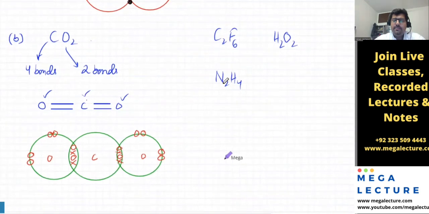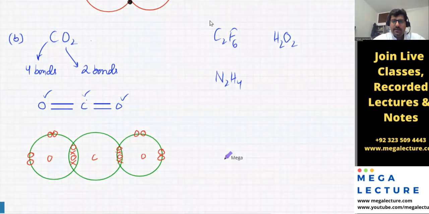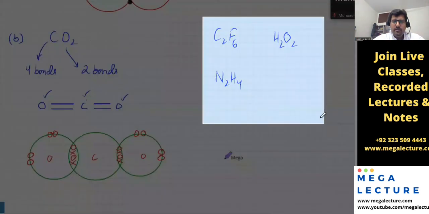Try it right now if you have time. But by tomorrow, try and draw the structural formula, at least the structural formula. You got 2 carbons, 6 fluorines. How do they fit together? You got 2 nitrogens, 4 hydrogens. You got 2 hydrogens, 2 oxygens. Look at the periodic table and try and figure this out. Okay? So I'll share this in the group as well.